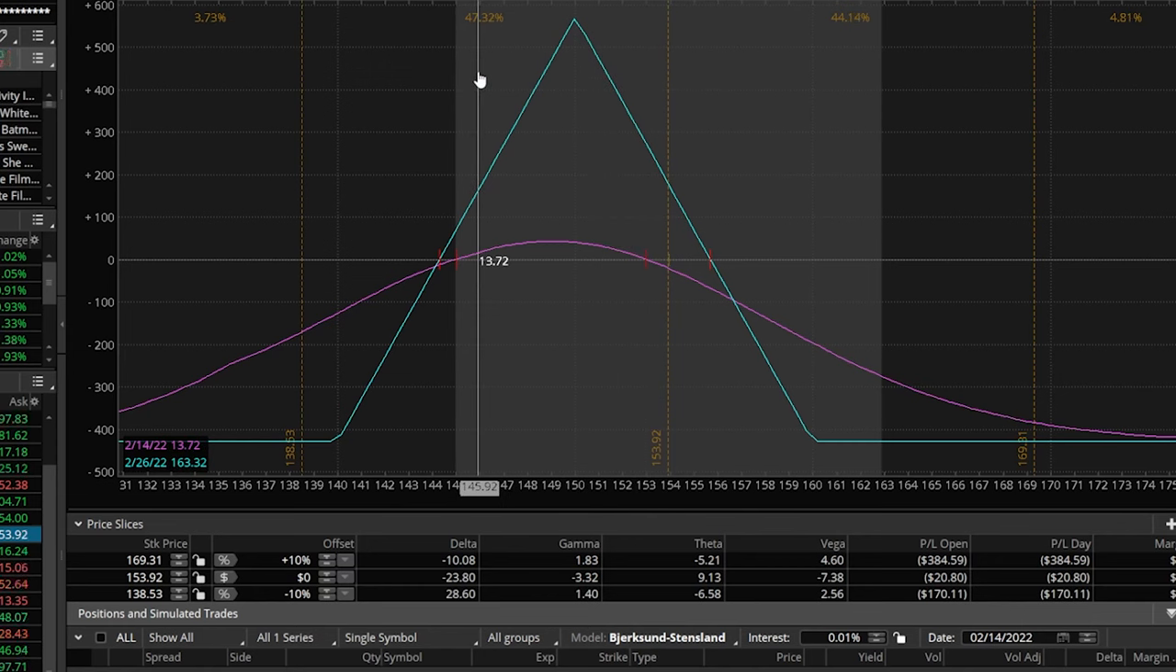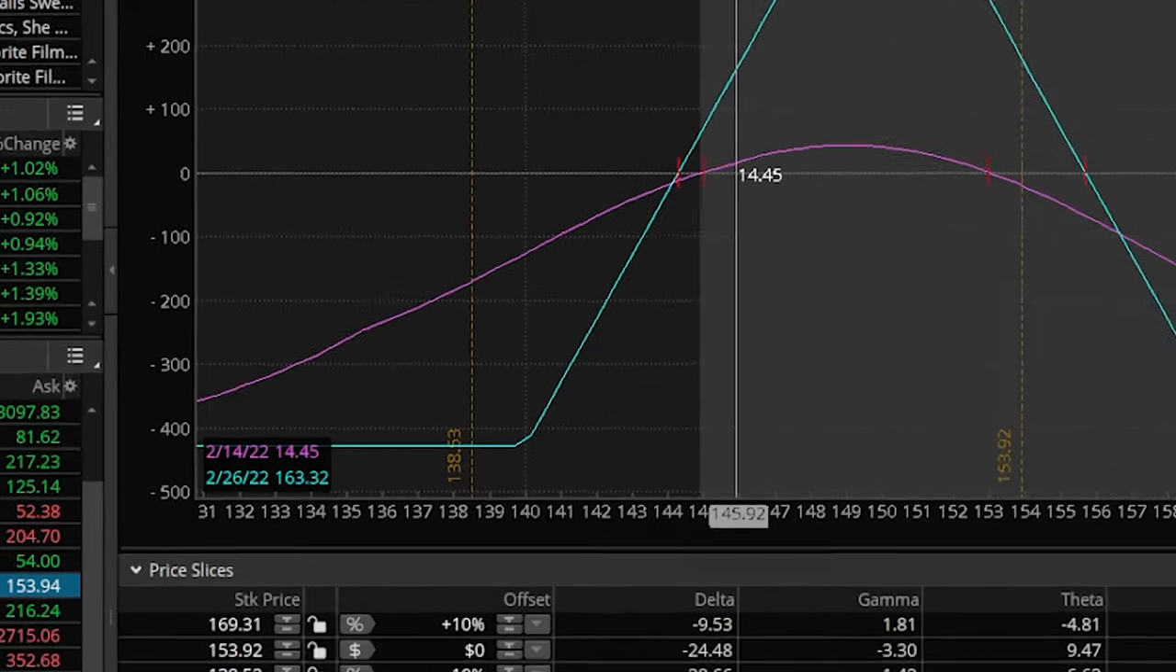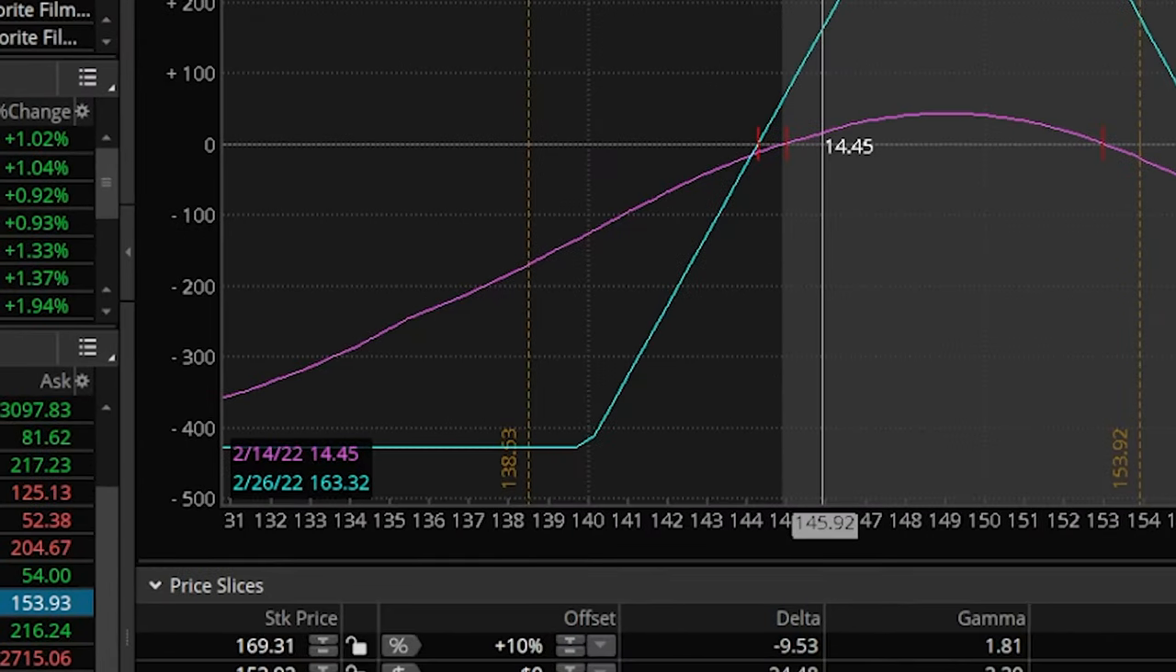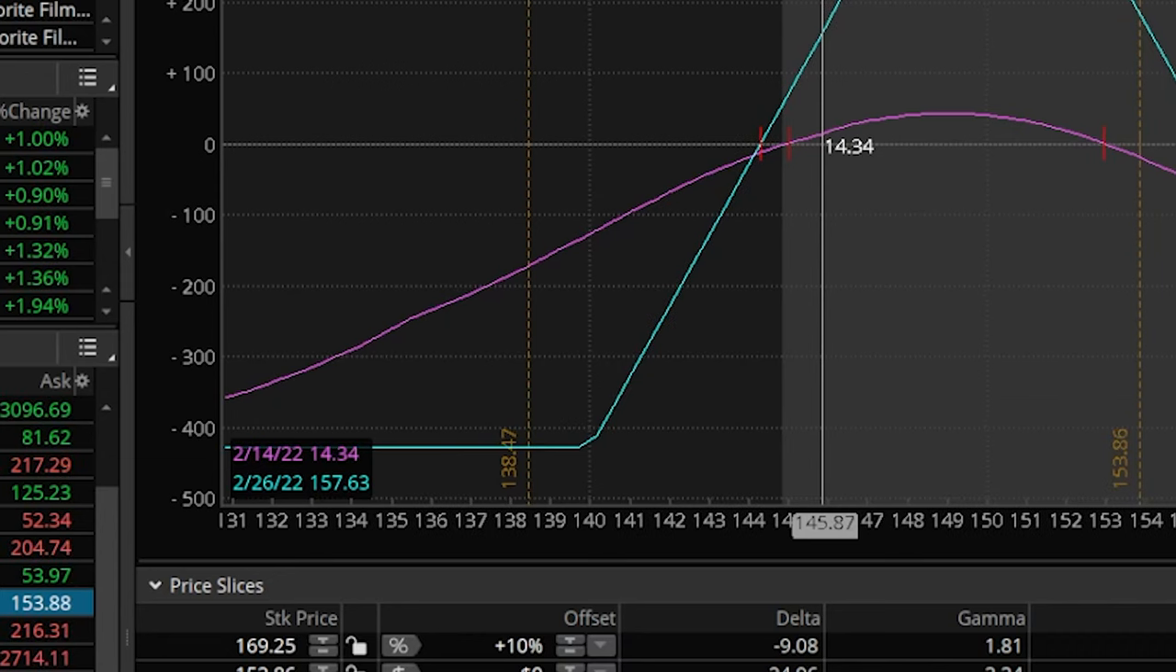If you guys take a look at where I've got my mouse right now, 145.92, and you look in the lower left-hand corner, it tells you exactly how much money I would have made or lost on this trade on both today and the date of expiration. So for today, February 14th, it's saying if Disney was at 145.92, I would theoretically be able to sell this thing for a $14.45 profit. If I were to instead hold it all the way until expiration, February 26, and Disney was at 145.87, I would be up $157 on this trade.